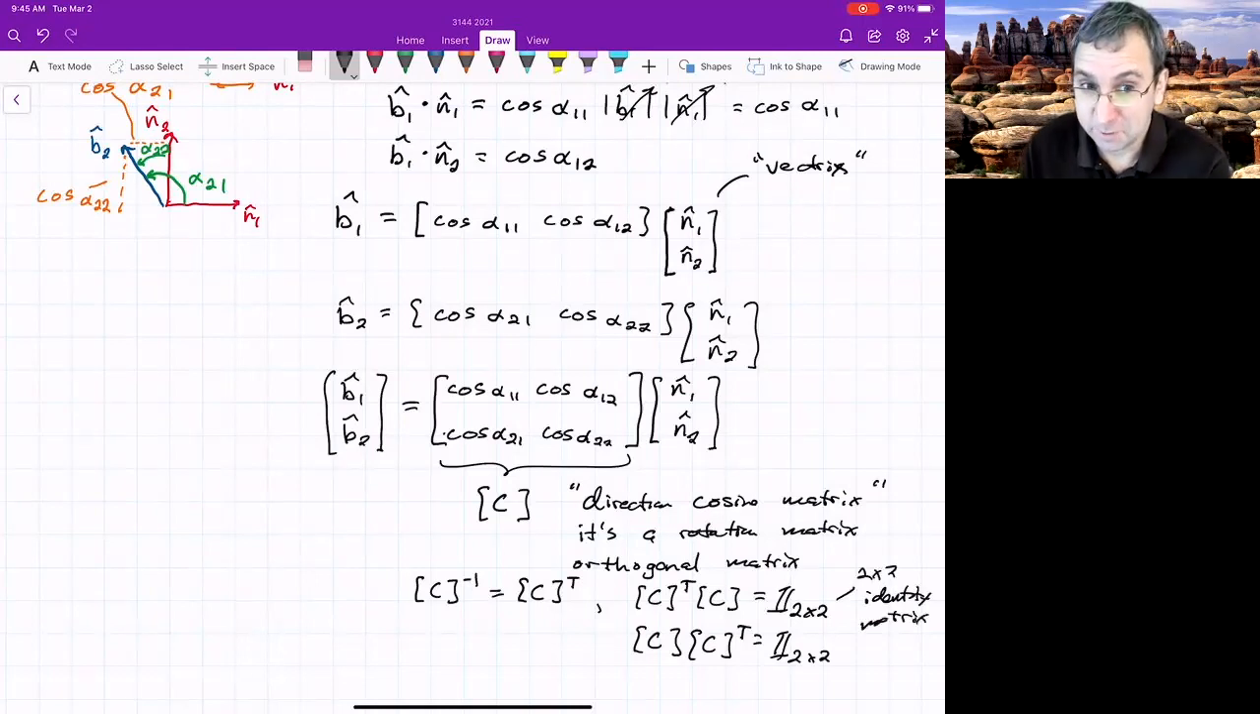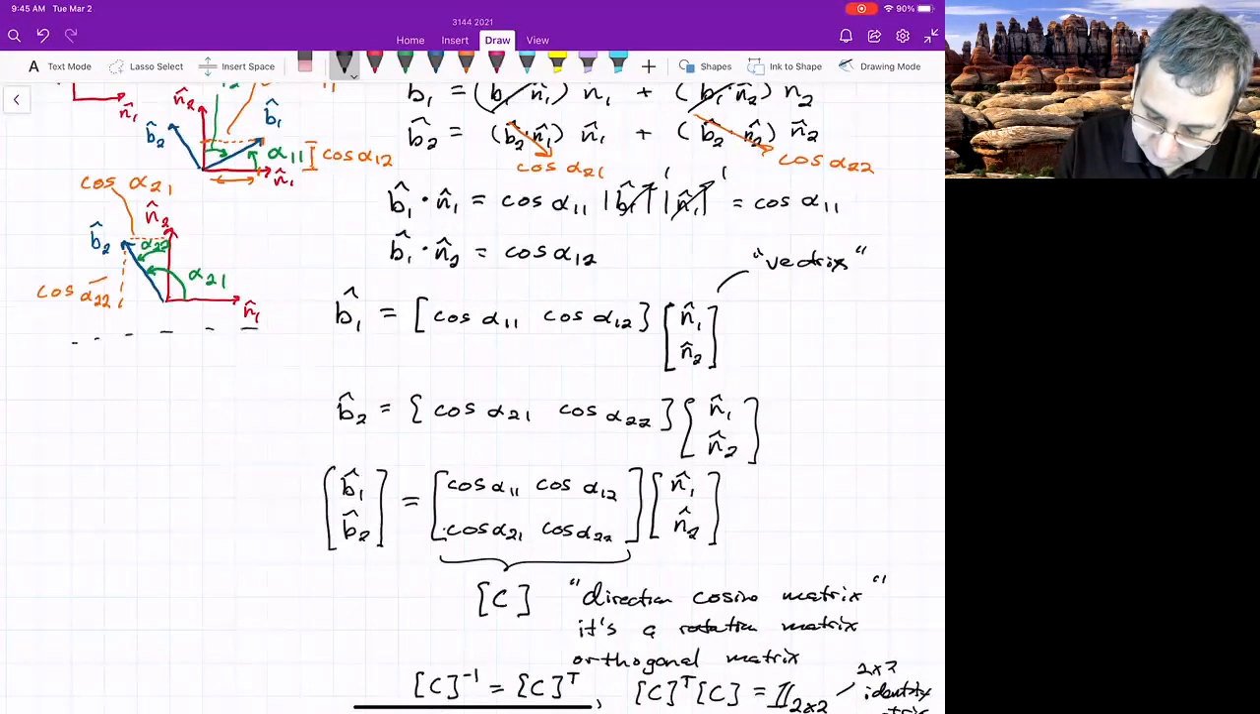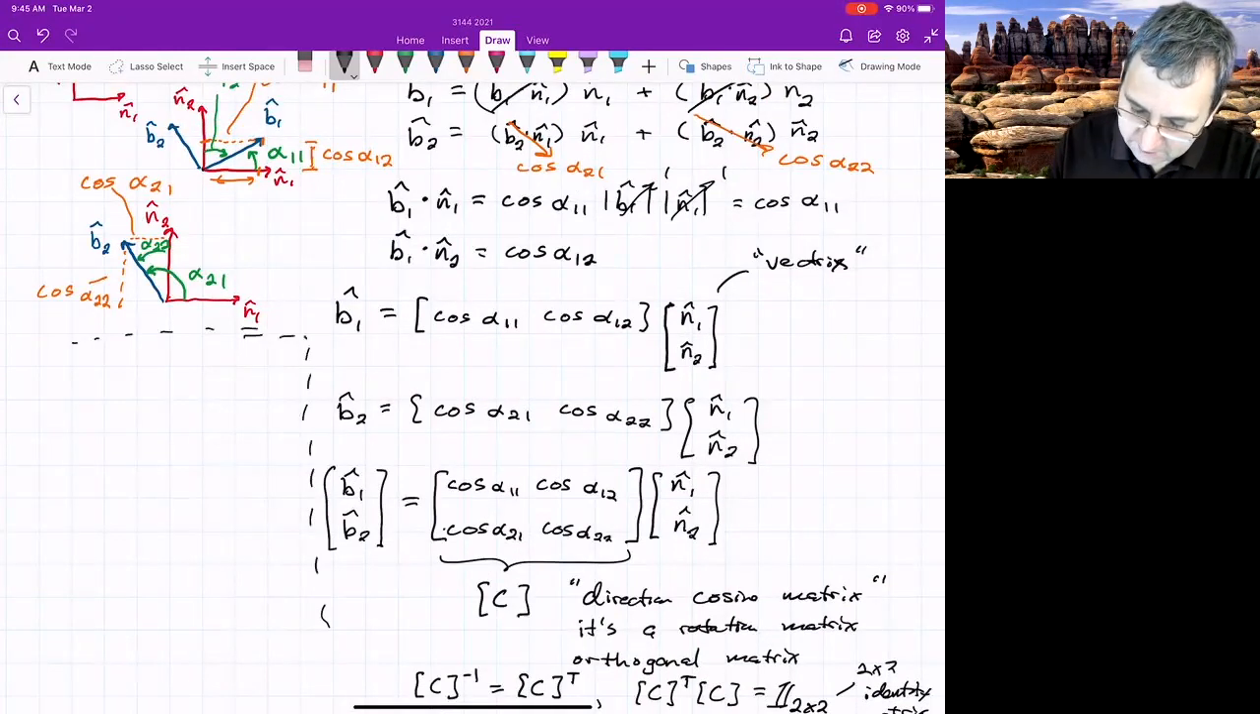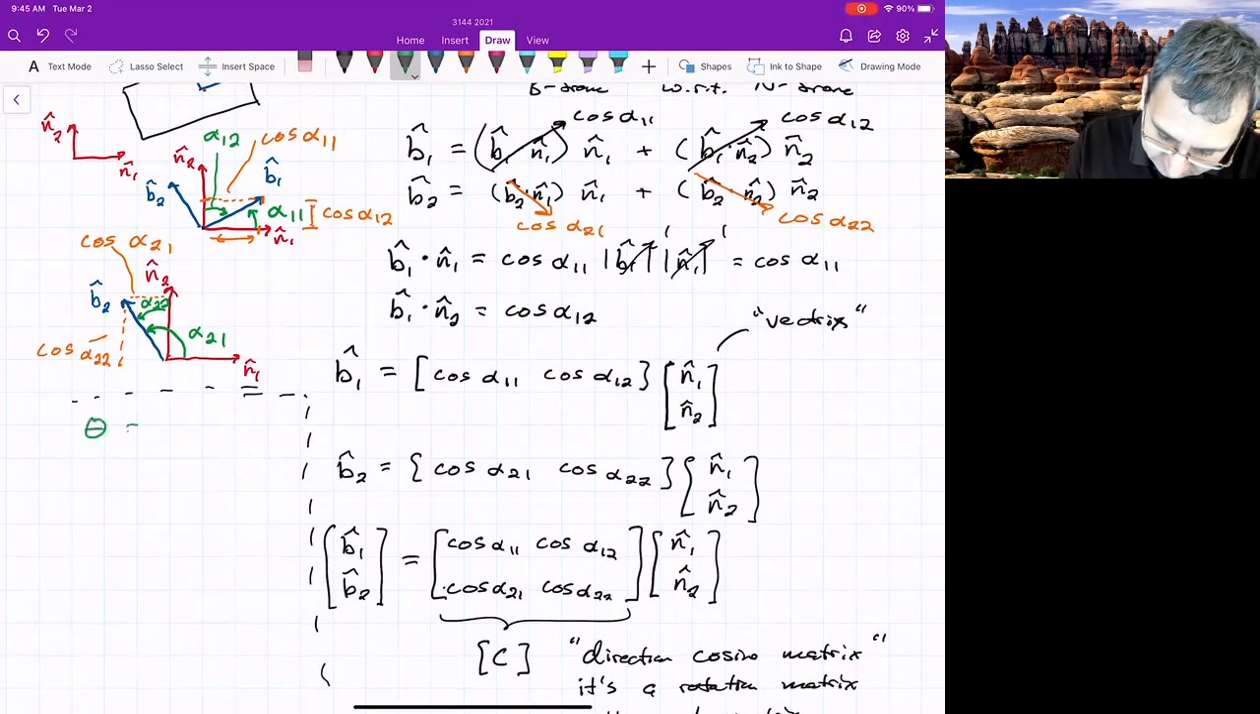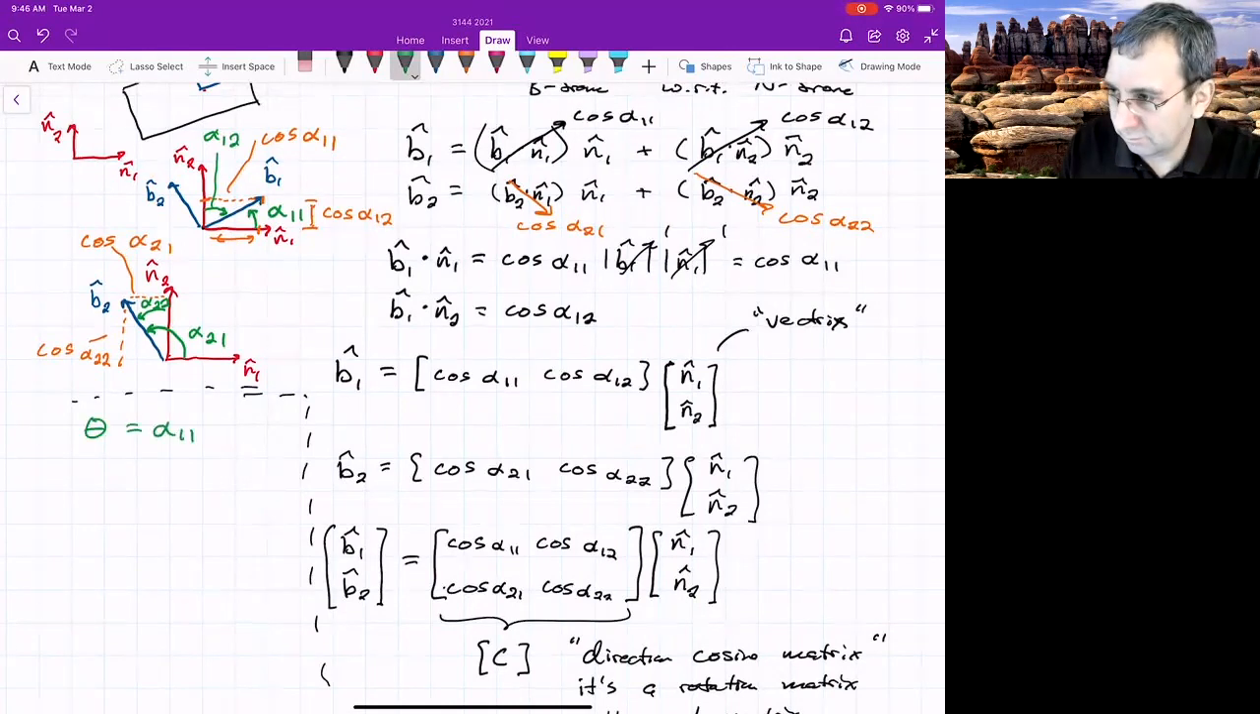Now, as you've probably noticed, we don't actually need four angles. We know how to do rotations in 2D, and we don't need four angles because they're all related to each other. All we need is one angle. So why aren't we using the one angle? Well, we could. We definitely could, right? Because we could notice up here, alpha 1, 1. Let's just say that theta equals alpha 1, 1. And then we notice, well, then that's the same as actually alpha 2, 2.